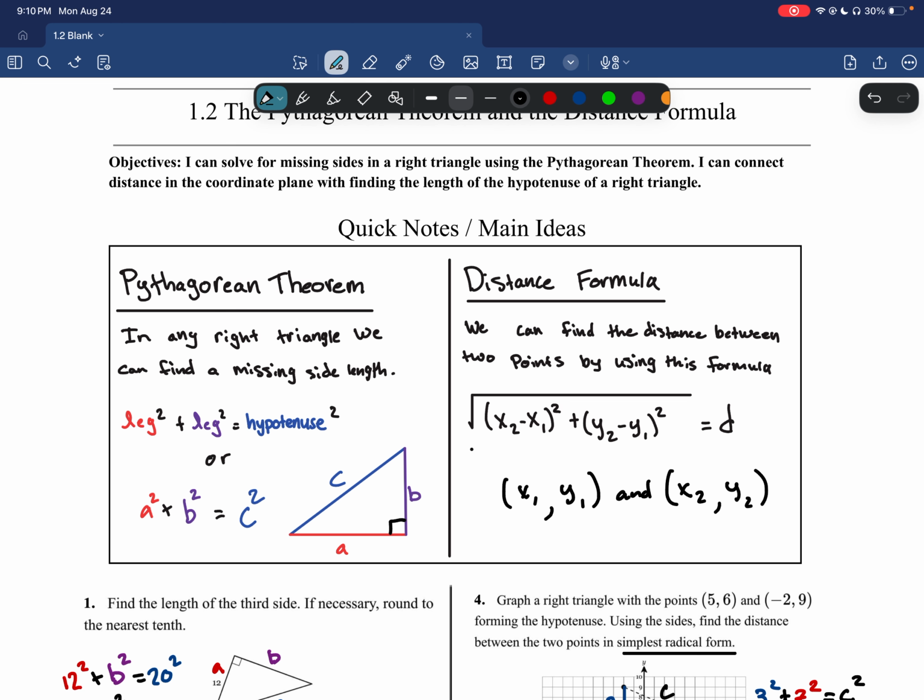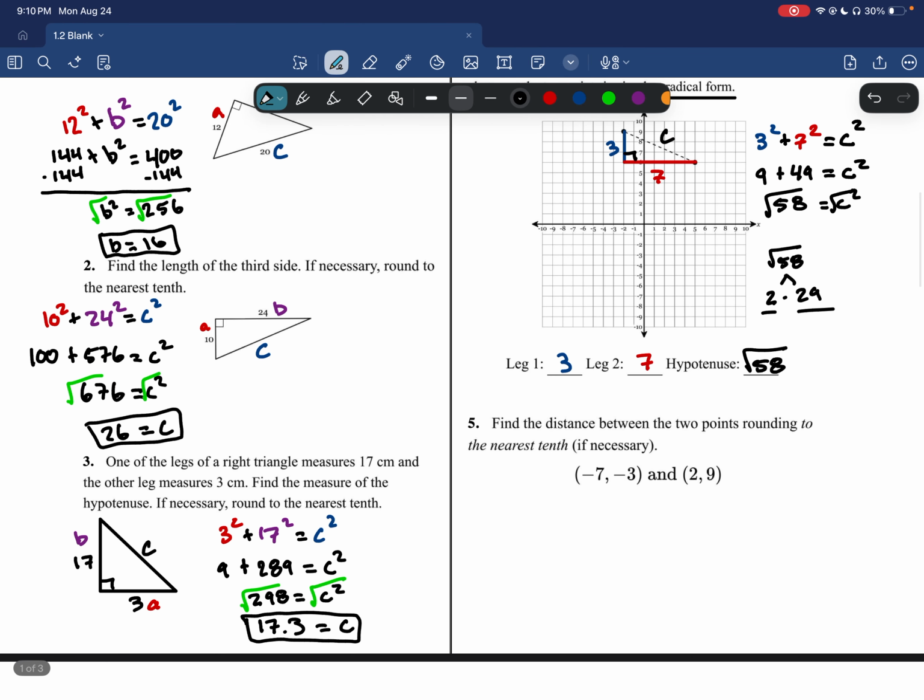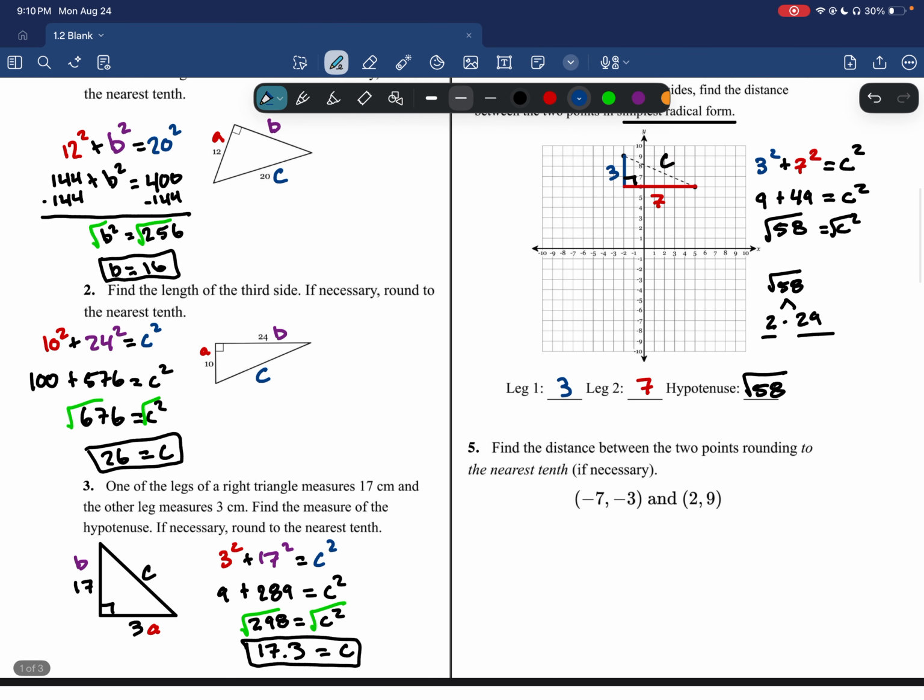So the formula is the square root of x, one of our x's minus our other x, both of that being squared, plus one of our y's minus the other y, and both of those being squared, okay? So let's take a look at this. The first thing I'm always going to do is label these points. This is the x position, and this is the y position. This is the x position, and this is the y.